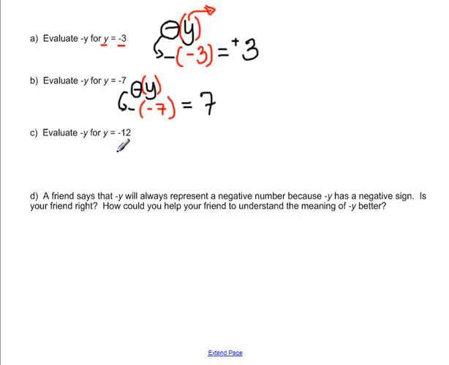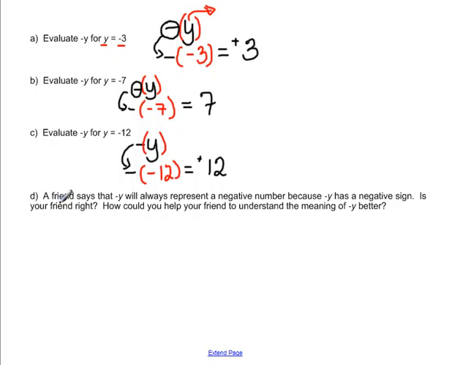Let's do that one last time. I think we're getting the feel of what's going on here. We're going to take the opposite of y, but this time instead of negative 3 or negative 7, we're substituting in negative 12. So negative 12 is going to go into the parentheses, and that negative sign out front, we want to be sure that we remember to bring that along down to the front, and the opposite of negative 12 is just 12. And again, we could put the plus sign in front if we wanted to.